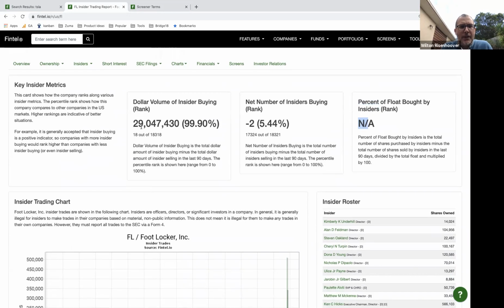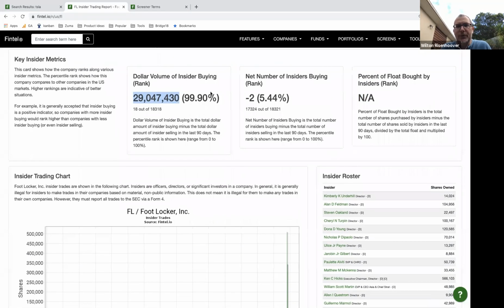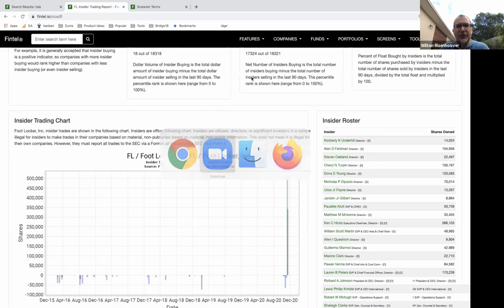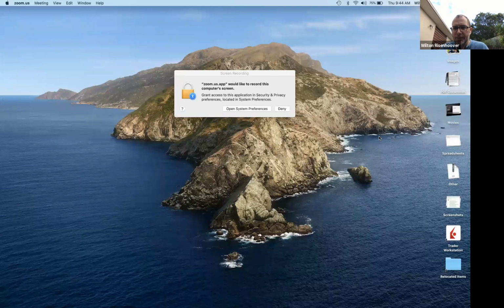So we talk about the ranking. Here's the company that was at the top of the list. It had a dollar volume of insider buying of $29 million, and it's the 99% ranking for pure dollar volume here. Any questions about this? There probably are some more.